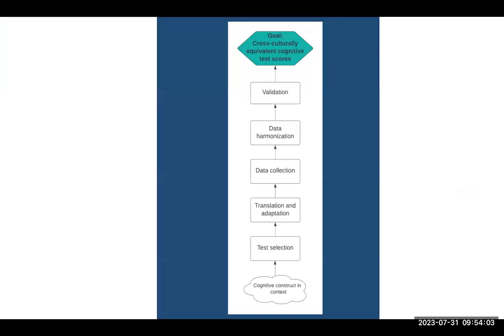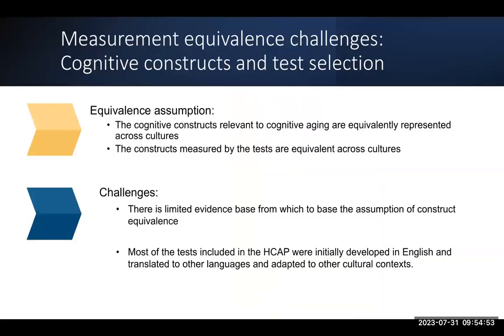Okay, so our ultimate goal from a measurement perspective is to generate cognitive scores that can be interpreted as equivalent indicators of cognitive health across national contexts. This is actually a pretty ambitious and lofty goal when thinking about cognitive aging and cognitive performance cross-culturally. To arrive at this goal, we have to meet a number of assumptions along the way throughout the research process, starting with an understanding of the cognitive constructs and how they operate within a particular setting, and then thinking about selecting the appropriate tests, translating and adapting those tests, collecting data, harmonizing it, and then validating the output of those data. And I'll talk about each phase along the way.